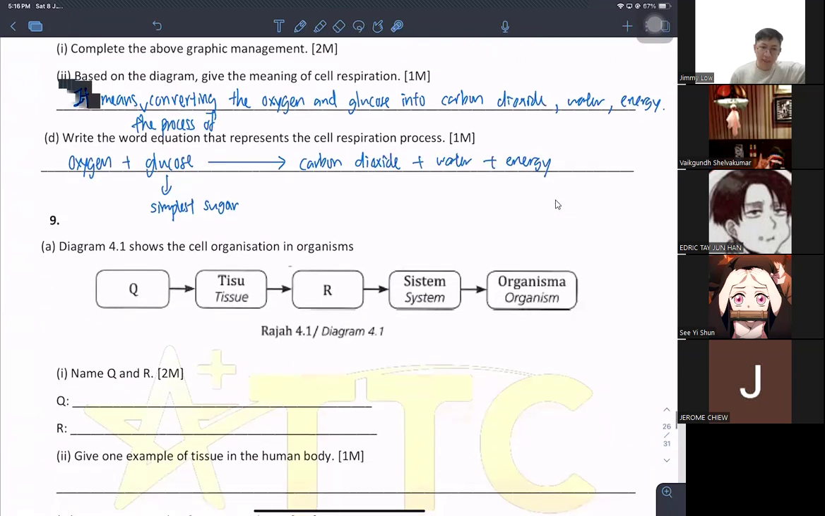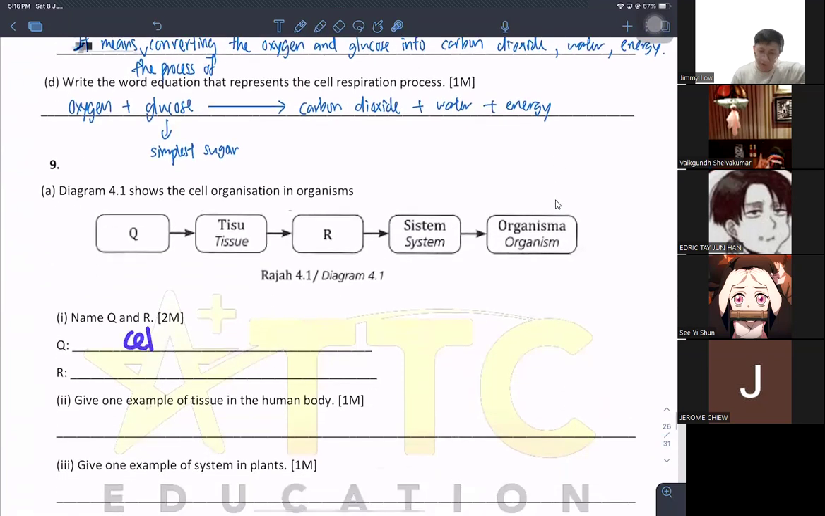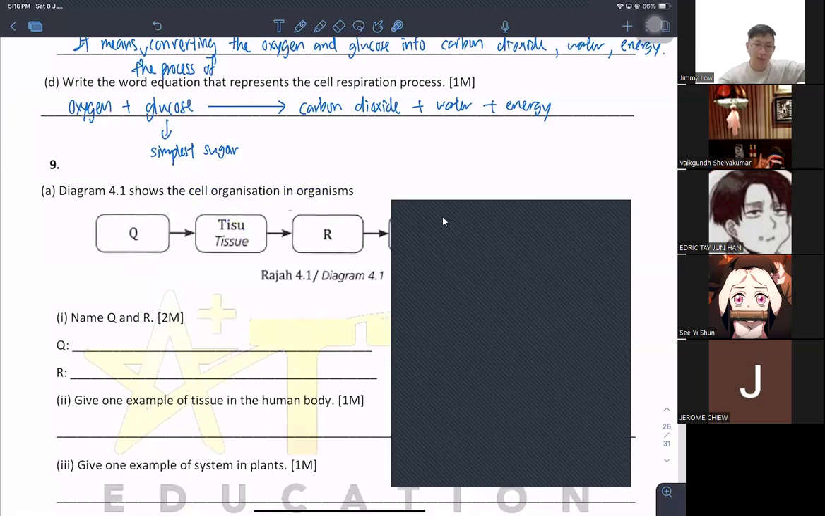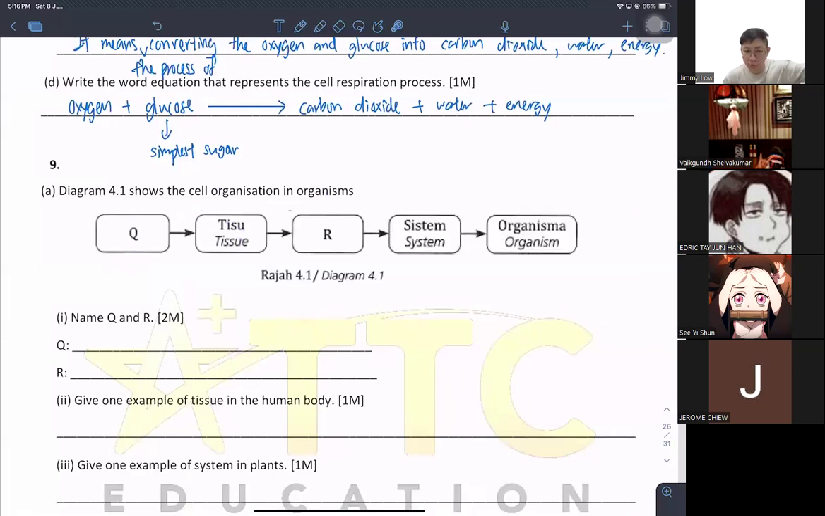Yeah, the first one is cell. I verbally speak only, I don't write already. So from cell to tissue, from tissue to organ. Very good, organ. Good try. So one example of tissue in human body: muscle tissue, nerve tissue. You have different tissue here, whichever tissue is possible. Muscle tissue is the most common one.